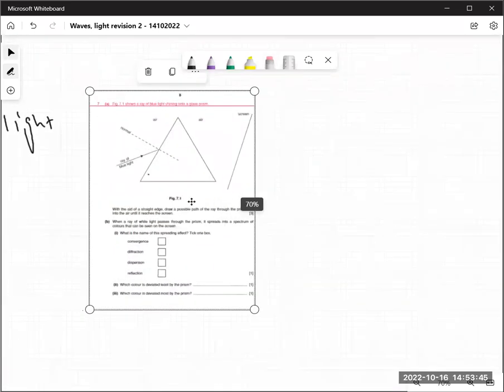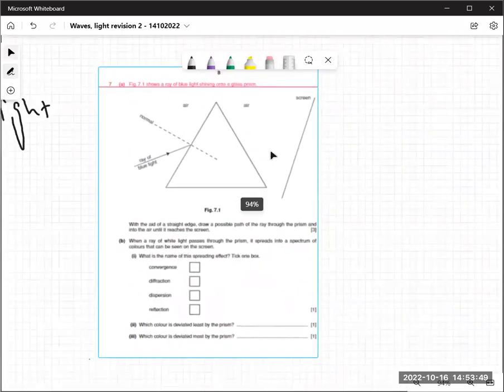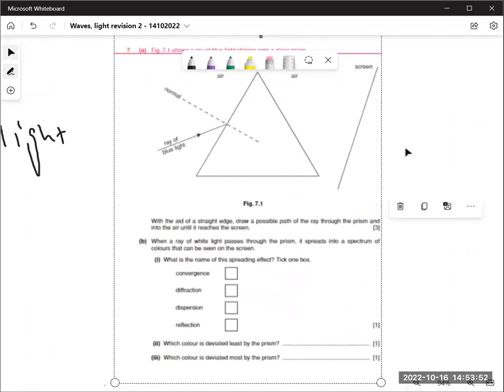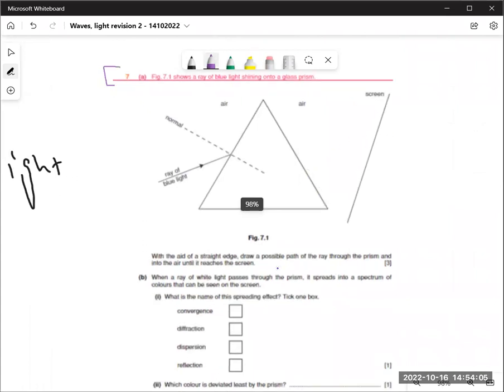Okay. Look at this question. Now, Anas, Ayan, I think if you're feeling sick, then Shreya, read the question. Okay. 7A. Figure 7.1 shows a ray of blue light shining onto a glass prism. With the aid of a straight edge, draw a possible path of the ray through the prism and into the air until it reaches the screen.